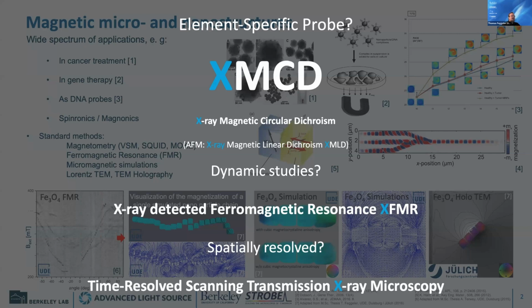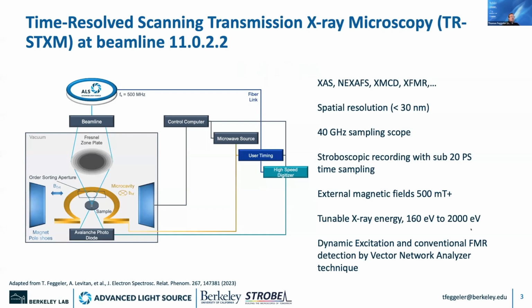How can one do dynamic studies with such a thing? By basically a technique called X-ray detected ferromagnetic resonance. And when we add that to a scanning transmission X-ray microscope, we end up at time-resolved scanning transmission X-ray microscopy. So how does such a thing work?